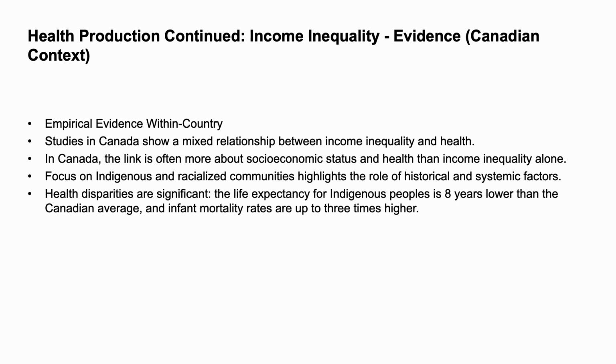More importantly, this highlights the profound impact of systemic factors and racism, particularly for Indigenous peoples in Canada. For example, the life expectancy for Indigenous peoples is, on average, 8 years lower than the Canadian average, and infant mortality rates are up to 3 times higher in some communities. This highlights the problem of omitted variable bias, where an unobserved factor, like race, socioeconomic status, or political inequality is the true driver of the effect, and not income inequality per se.